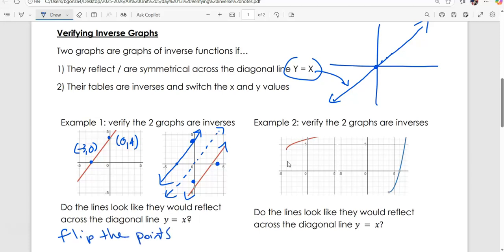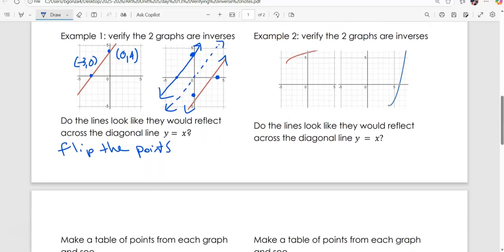it has to match perfectly. So this is actually a no. Barely. So this is actually a tricky question because it did look like it. So check the points. Write out the points. Flip them around. See if the new points are on the other graph.